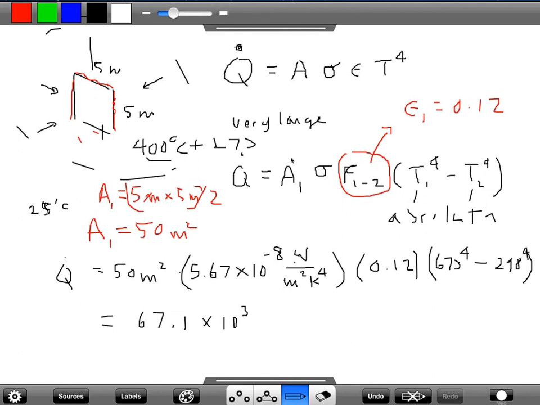And let's just check the units. I believe that will be kilowatts, but let's just make sure. So we've got meters squared times meters squared divided by meter squared. Those drop out. This is going to be Kelvin to the fourth, that will drop out with this value. So that should give us watts. So our answer is 67.1 kilowatts. And that would be the net heat being lost. Really, it's the rate of heat loss.